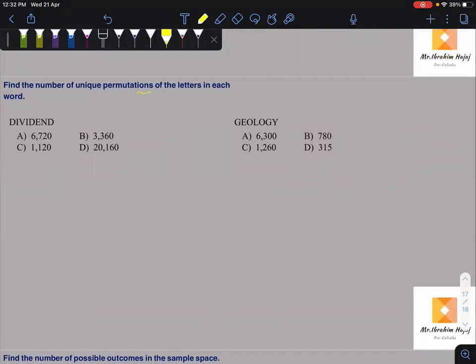Find the number of unique permutations of the letters in each word. The word dividend. It has 8 letters, so it's 8 factorial over the repeated letters. D is repeated 3 times, so 3 factorial, and the I is repeated twice, so 2 factorial. So we can find it by using your calculator.